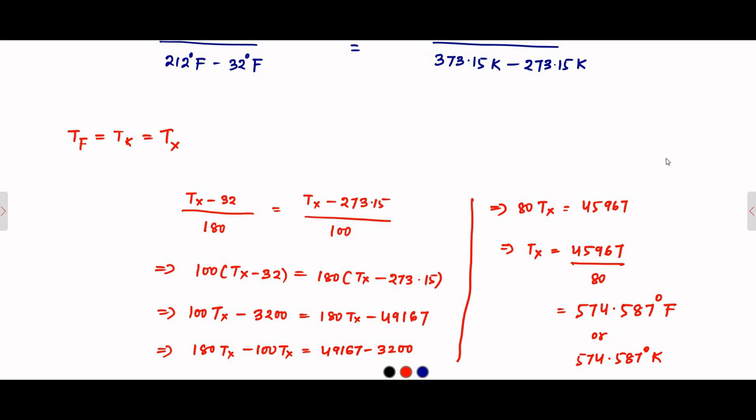If you want to round it off, you can write 574.6 degree, Kelvin or Fahrenheit. So this is the particular temperature reading at which both the Fahrenheit and Kelvin readings are numerically the same.